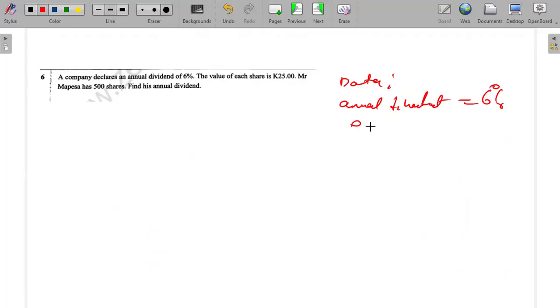We've been told that the value of each share is 25 kwacha. So 25, these are 0.00, these are ngwes. Just take note, those are ngwes. So we're having 25 kwacha for each share. Now we are being told that this man, Mr. Mapesa, has 100 shares, right? So he's having 500 shares. This is the total number of shares that he has.